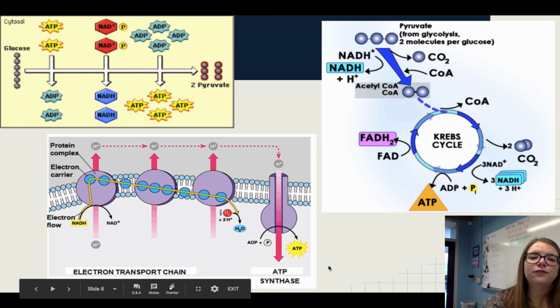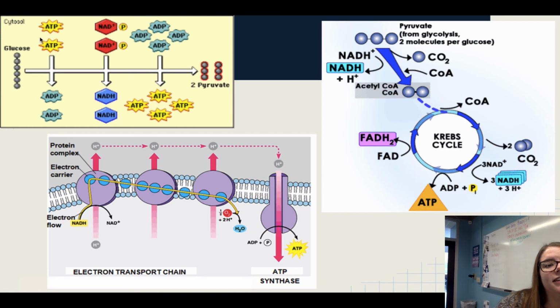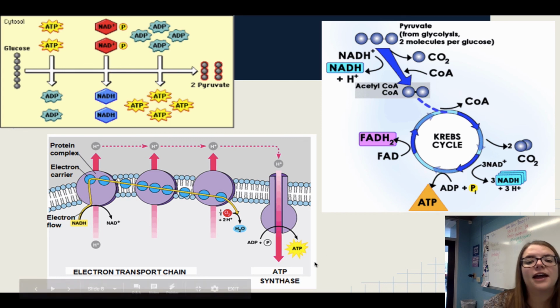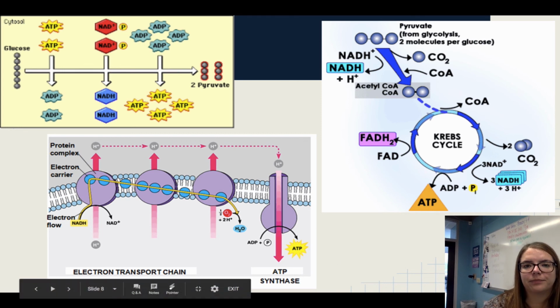Okay? So again, if you think about the equation for cellular respiration, you have C6H12O6, right? Glucose is required plus 6O2, so oxygen gas is required. And it's going to make carbon dioxide, right over here. It's going to make water here and energy in the form of ATP.